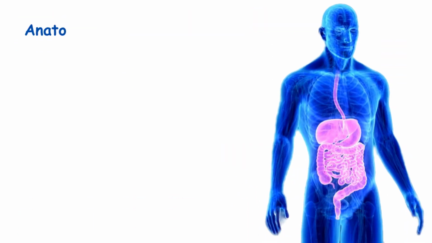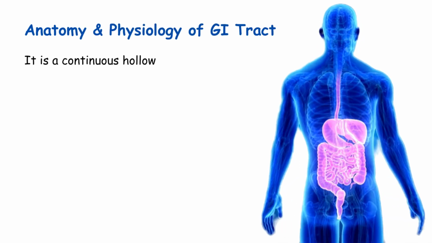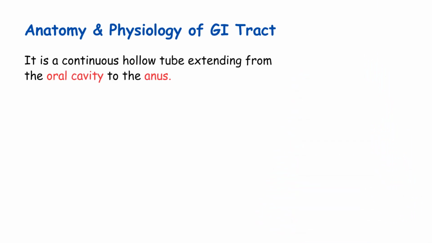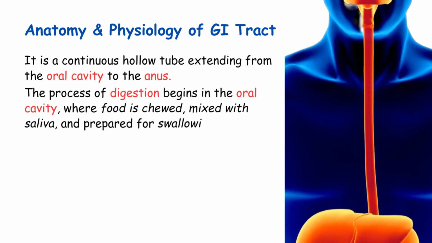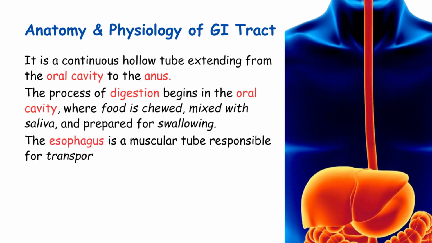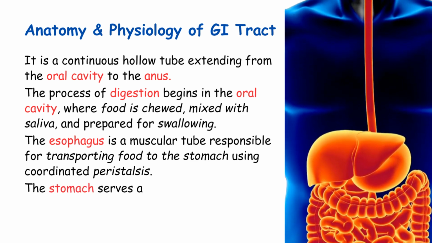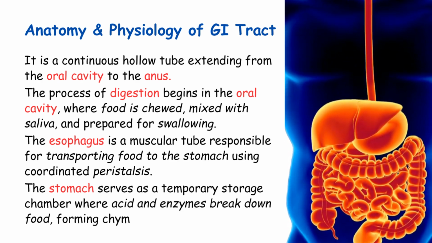But first, understanding the GI tract is fundamental, as it is a continuous hollow tube extending from the oral cavity to the anus. You've already covered this in anatomy and physiology subject, but here's the quick review. The process of digestion begins in the oral cavity, where food is chewed, mixed with saliva, and prepared for swallowing. The esophagus is a muscular tube responsible for transporting food to the stomach using coordinated peristalsis. The stomach serves as a temporary storage chamber where acid and enzymes break down food, forming chyme.